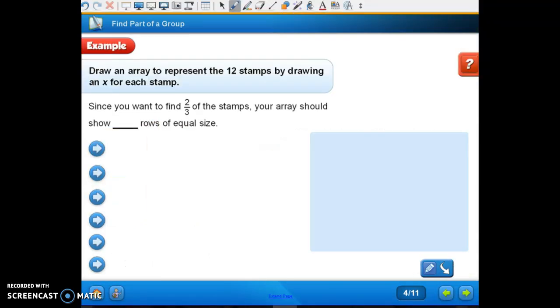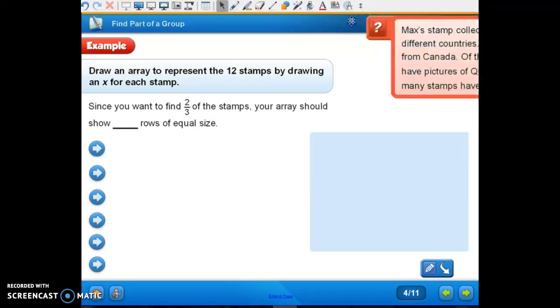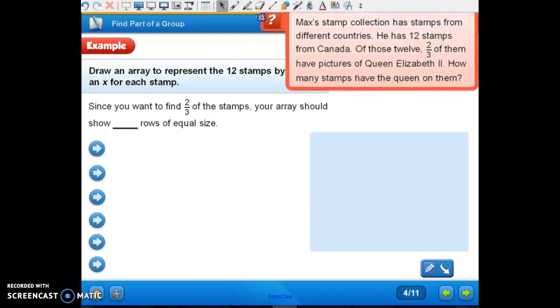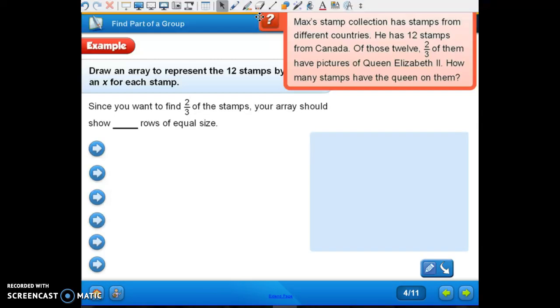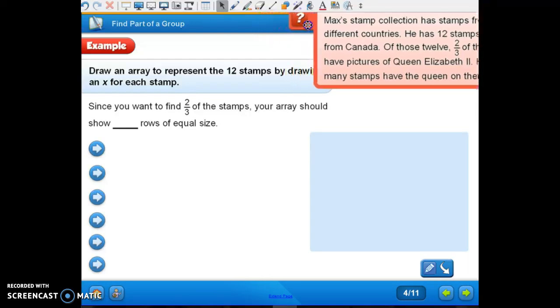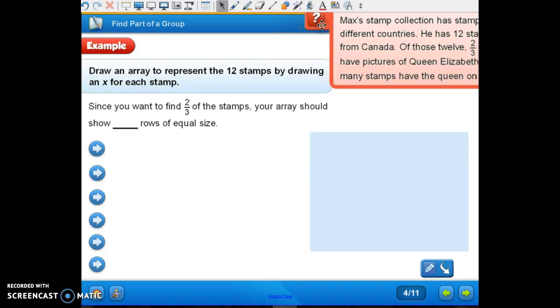Now we're going to have you draw an array. Let's see what our problem is. Max's stamp collection has stamps from different countries. He has 12 stamps from Canada. Of those 12, 2/3 of them have pictures of Queen Elizabeth II. How many stamps have the Queen on them? So he has 12 stamps and 2/3 of them.